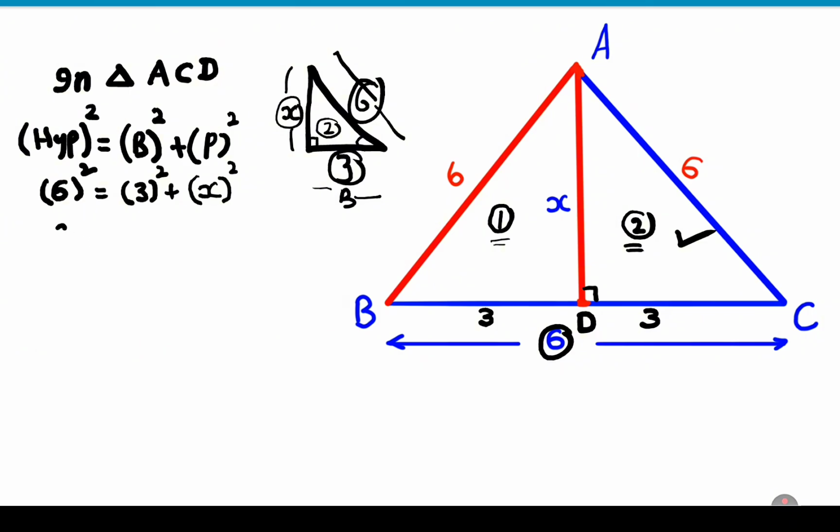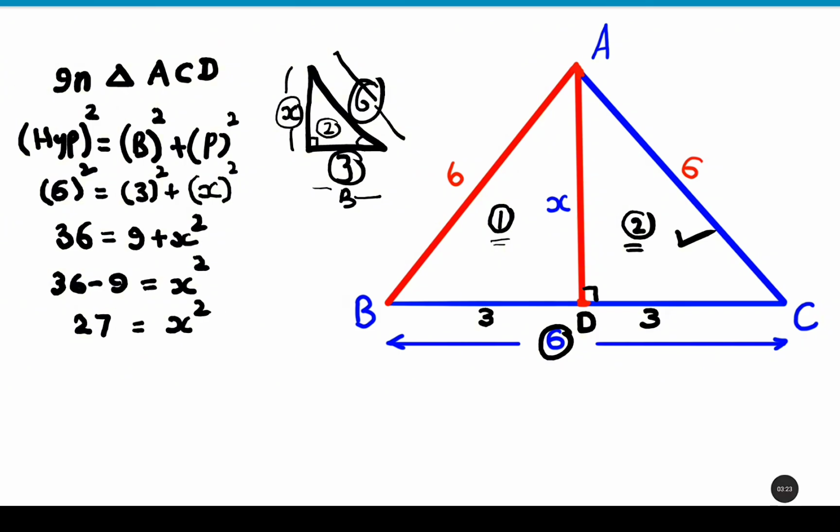Now 6 squared is equal to 36. And 3 squared will be equal to 9 plus x squared, which is our target. So 36 minus 9 will be equal to x squared, which will be equal to 27.